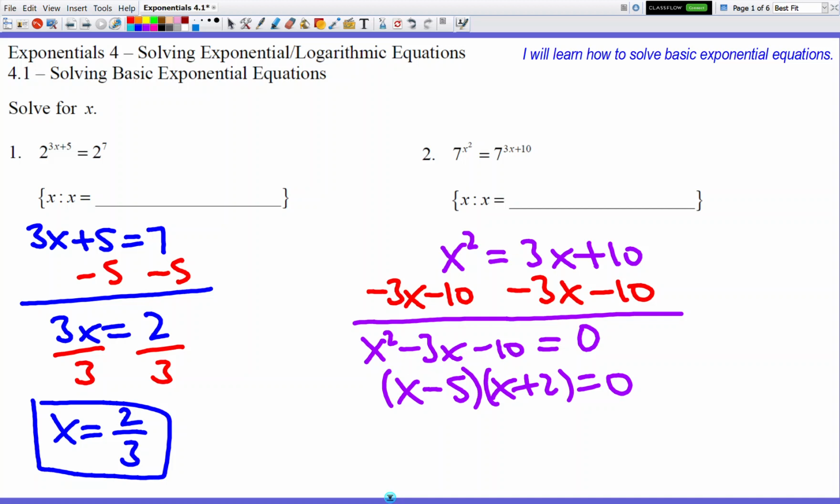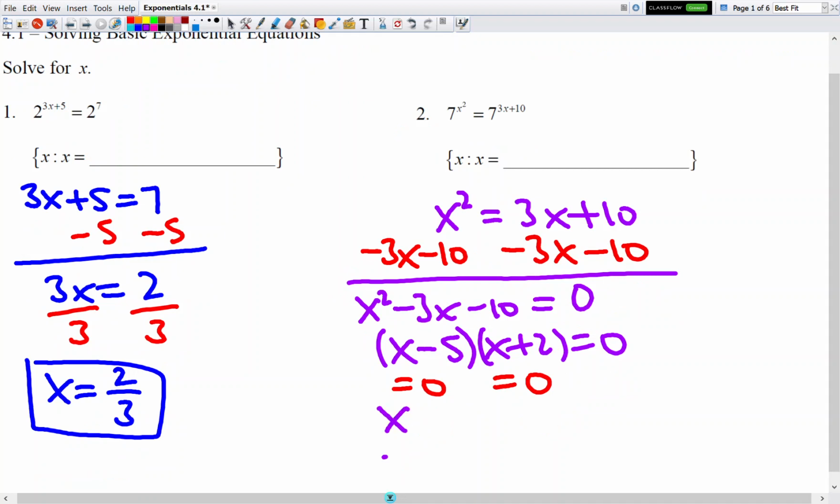So when we solve for x, we're just going to set each of these parentheses equal to 0, and we're going to solve for each of these x's individually. Basically, when I solve for the left side parentheses, it is x minus 5 equals 0. Add 5 to both sides, so you get x equals 5. So that's our first answer.